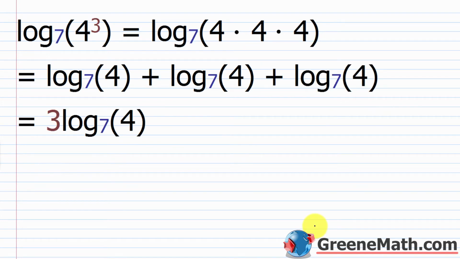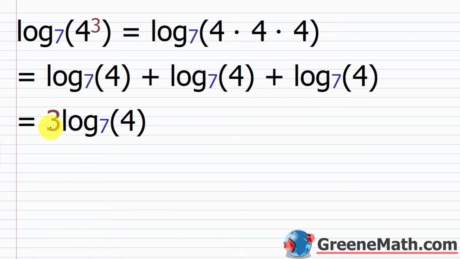So to give you a quick example of why this occurs, let's say you saw log base 7 of 4 cubed. We could write this as log base 7 of 4 times 4 times 4. Now, using our product rule that we learned earlier, we could expand this and say this is log base 7 of 4 plus log base 7 of 4 plus log base 7 of 4. So I have 3 of the same thing.